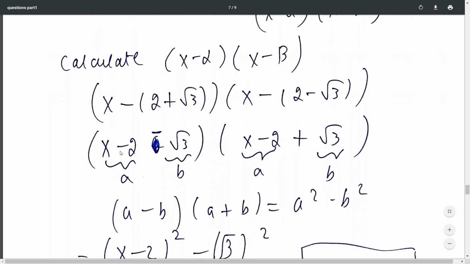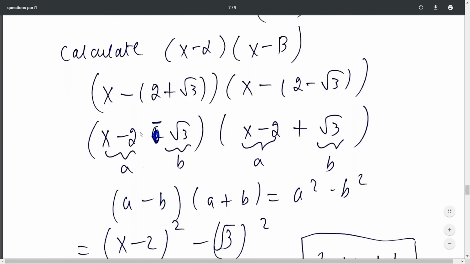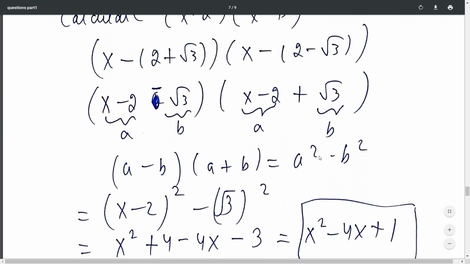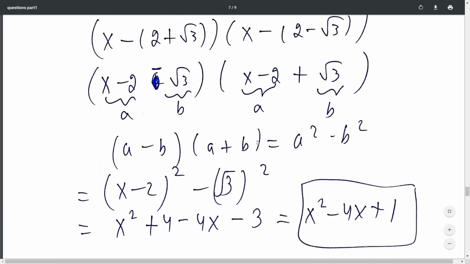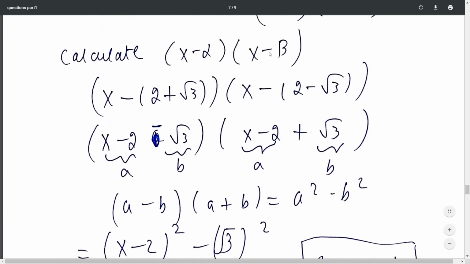This is taking the form of the identity (a − b)(a + b), where a is x − 2 and b is √3. So it will become a² − b², where a is x − 2 and b is √3. So (x − 2)² − (√3)². On simplifying, x² + 4 − 4x − 3, right? So it becomes x² − 4x + 4 − 3, which is 1. So x² − 4x + 1 is equal to (x − α)(x − β).